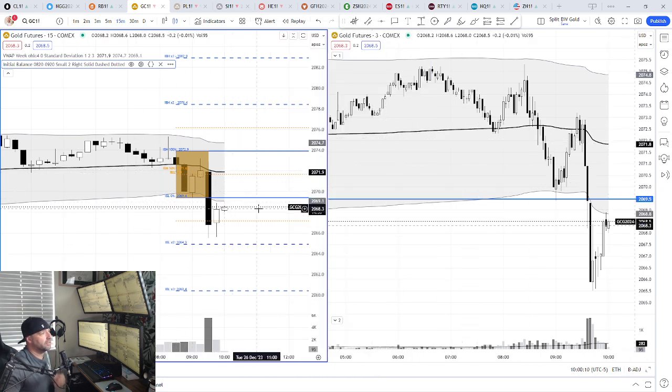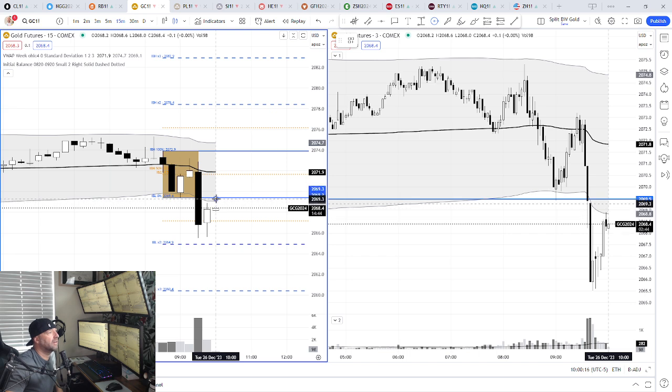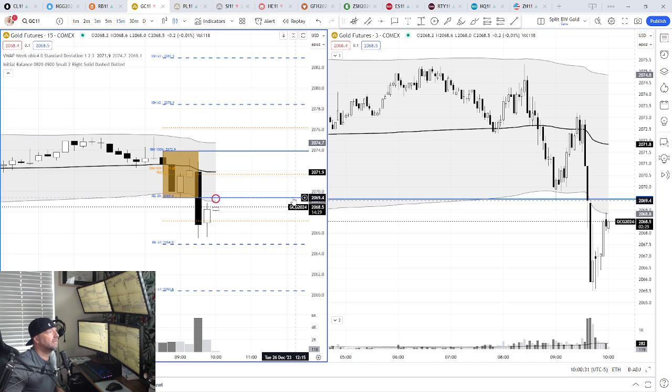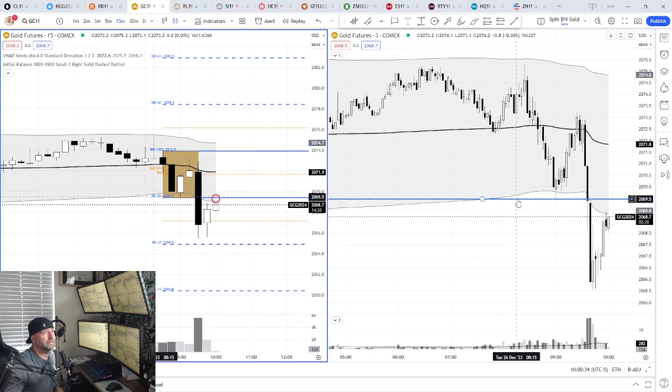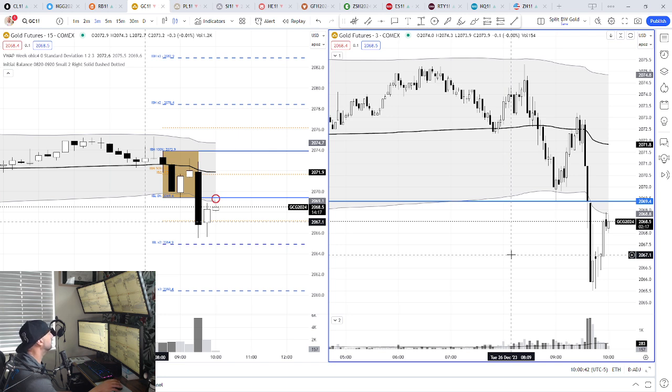And initial balance low is also pretty close to value area low. So there's going to be some... What is that level? 69.4. I do like this setup. I think I'm going to take the short here, though.